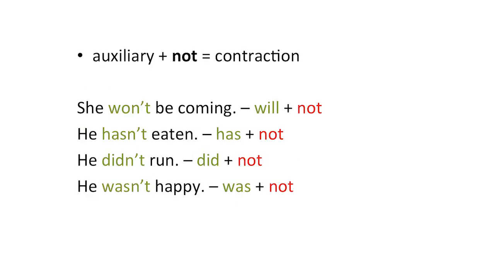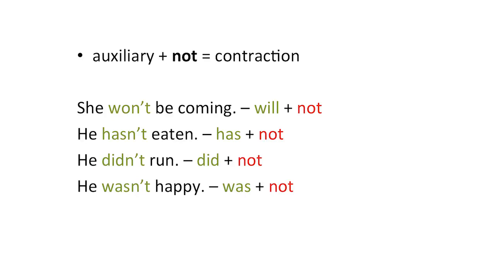In English spelling and pronunciation, the negator not is often contracted and written together with the auxiliary. She won't be coming instead of she will not be coming. He hasn't eaten instead of he has not eaten. He didn't run instead of he did not run. He wasn't happy instead of he was not happy.